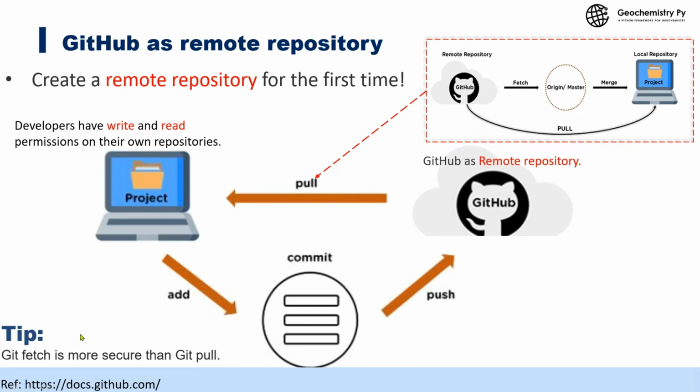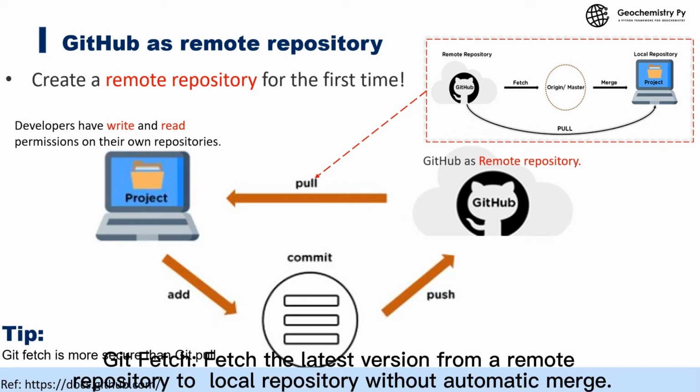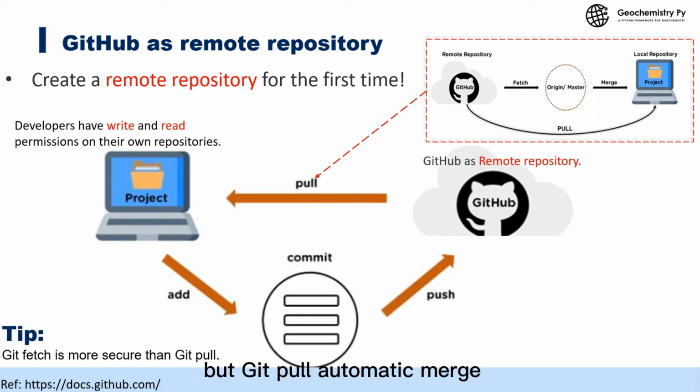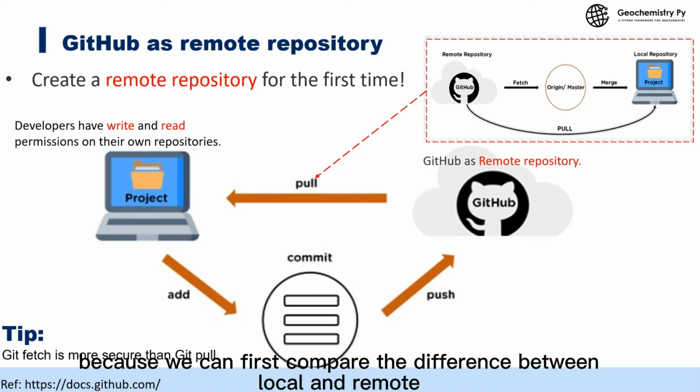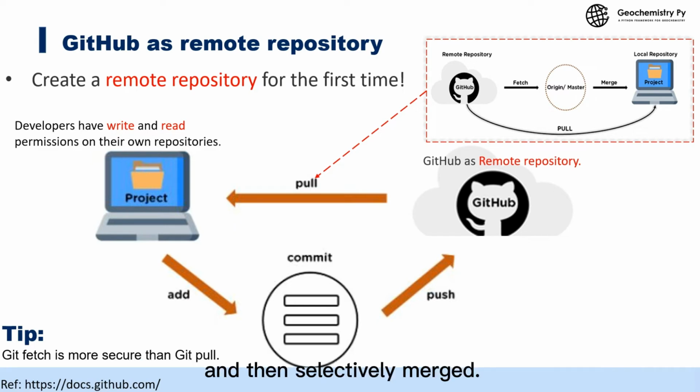Here is a tip: git fetch and git pull. Git fetch fetches the latest version from the remote repository to local without an automatic merge. But git pull automatically merges. From the perspective of security, git fetch is more secure than git pull because we can first compare the difference between local and remote and then selectively merge.